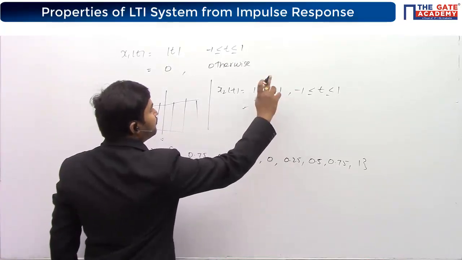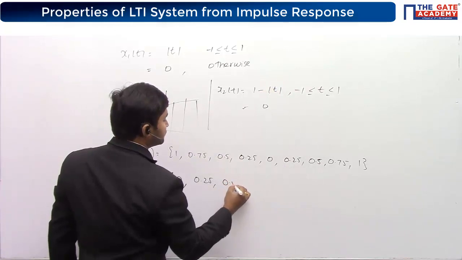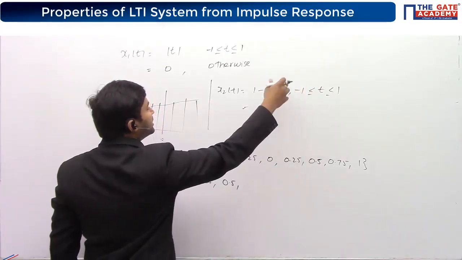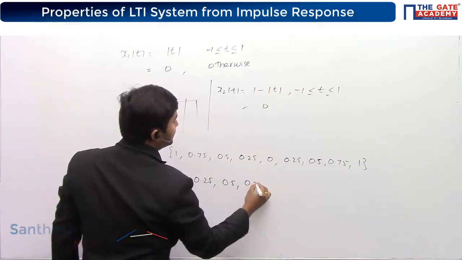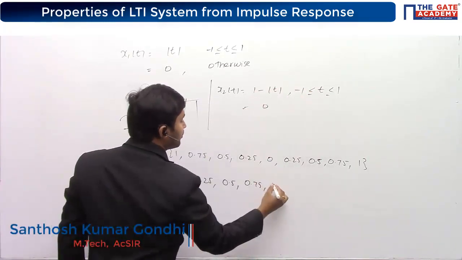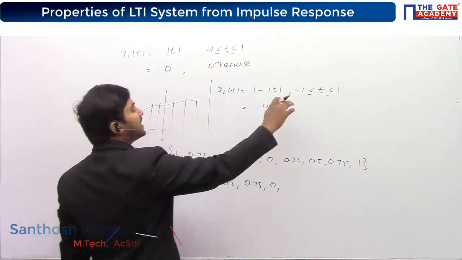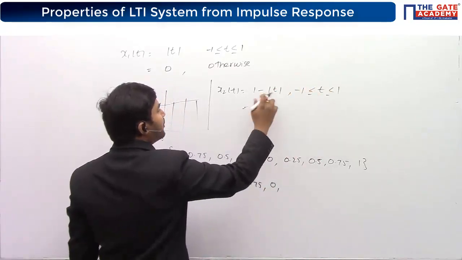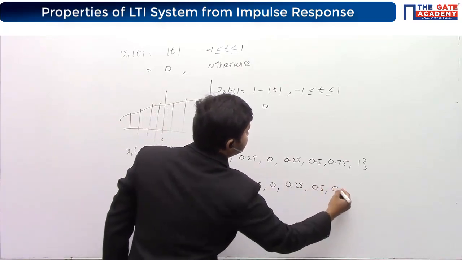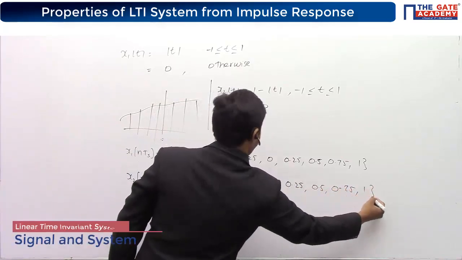Then you have minus 0.5, which gives you 0.5. Then minus 0.25, you will be having 0.75. Then you will be having 0, 1 minus 0 will be 1. And then you will take 0.25, 1 minus 0.25 is 0.75, then 0.5, 0.25, and 0.